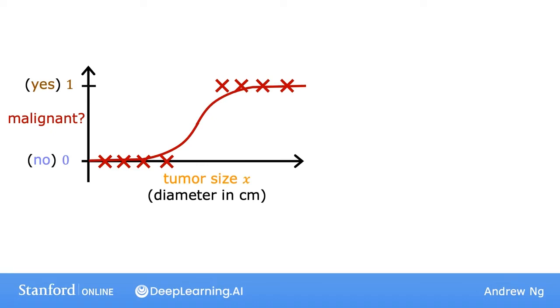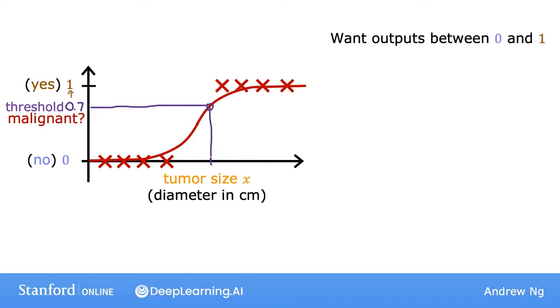And so for this example, if a patient comes in with a tumor of this size, which I'm showing on the x-axis, then the algorithm will output 0.7, suggesting that it's closer or maybe more likely to be malignant than benign. We'll say more later what 0.7 actually means in this context, but the output label y is never 0.7, is only ever 0 or 1.